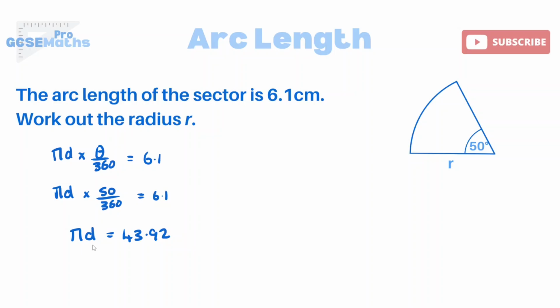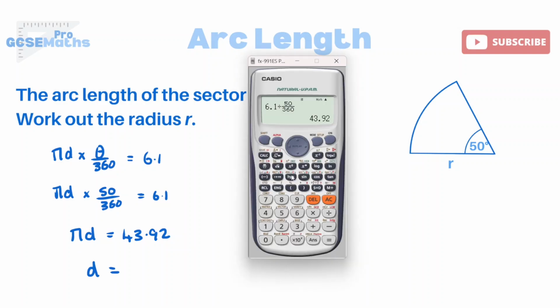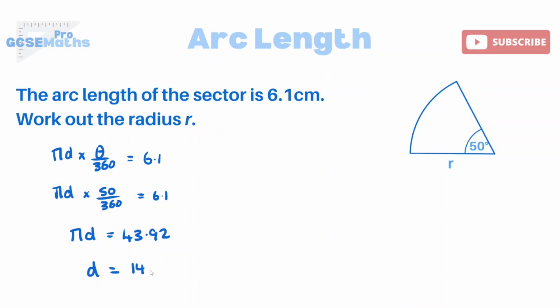Now all I want to do is just get diameter on its own. So the last thing is to divide by the pi. So take my answer, divide by pi. And that gives me 13.98. Now if I round it to the nearest whole number, let's go with that. That gives me 14, doesn't it? The only thing then is because I've used pi times diameter, they've actually asked for the radius. So I'm going to have to just go to the end and half it.